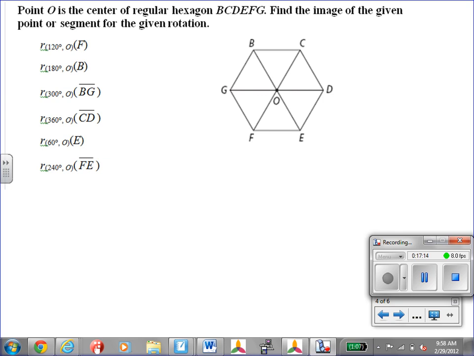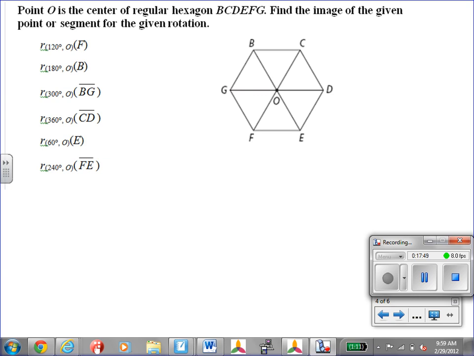If you got 360 degrees for CD, it would be what? CD. You're in the same spot. If you do 60 degrees from E, you would be at D. If you do 240 degrees from FE, you would go 1, 2, 3, how many times around? 4. So you'd be at BG. That makes sense? So it's nice when you have a regular shape because all it does, if that O is in the middle, it just keeps saying the same shape, just rotating around itself, okay? If we're doing it in terms of 60 degree segments.